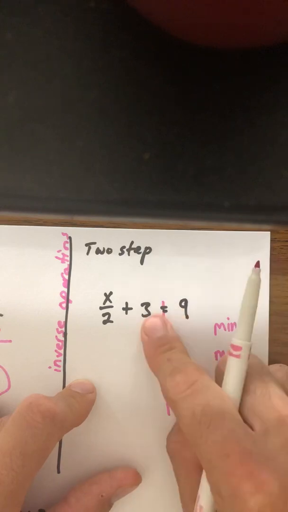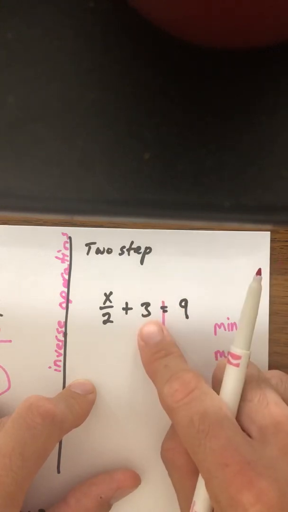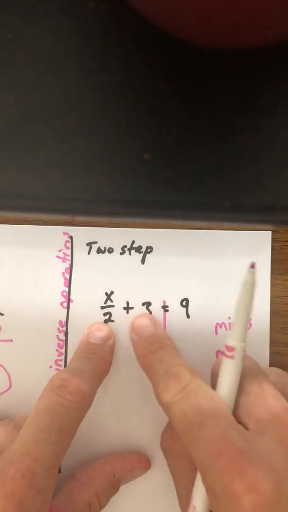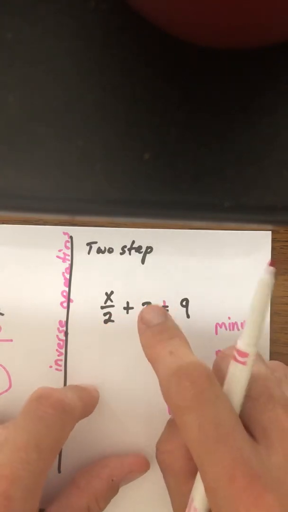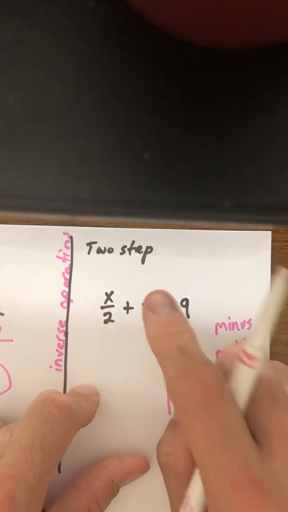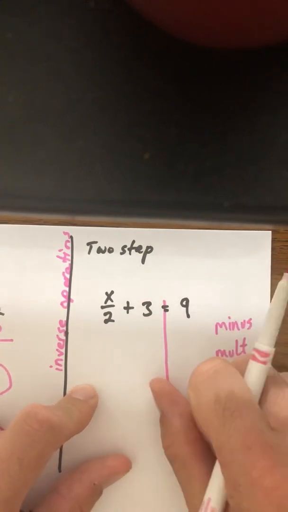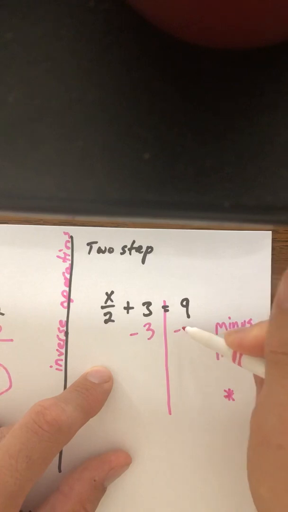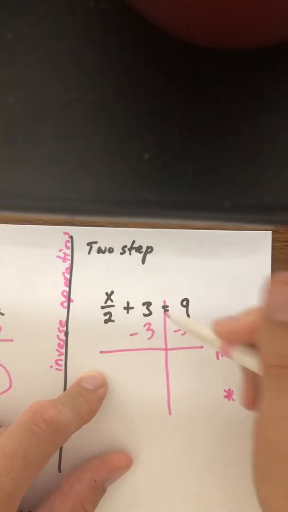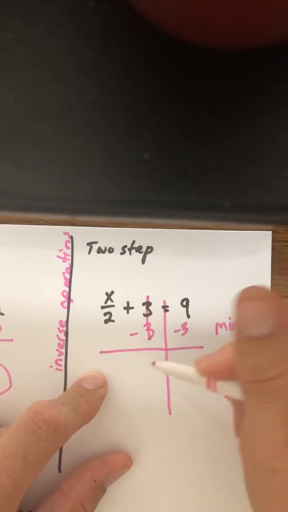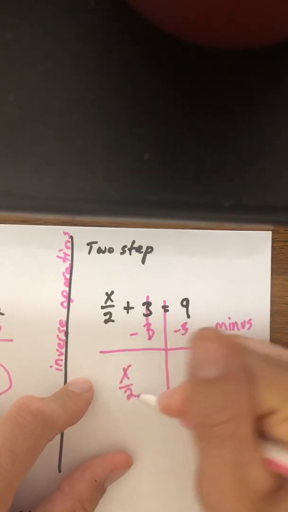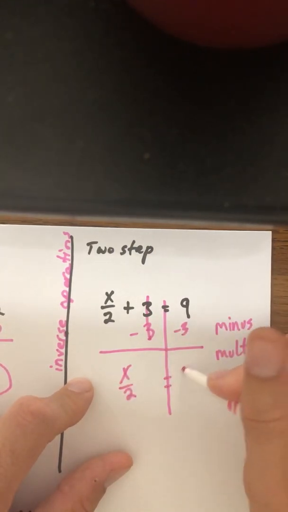But I want to add or subtract first, or you can think about it as this x has the 2 and this doesn't have the x. So you want to do the term without the variable first. So I'm going to minus 3 first. Draw a line. That cancels. Remember, I don't need to write 0. It just cancels. X over 2 is equal to 6.